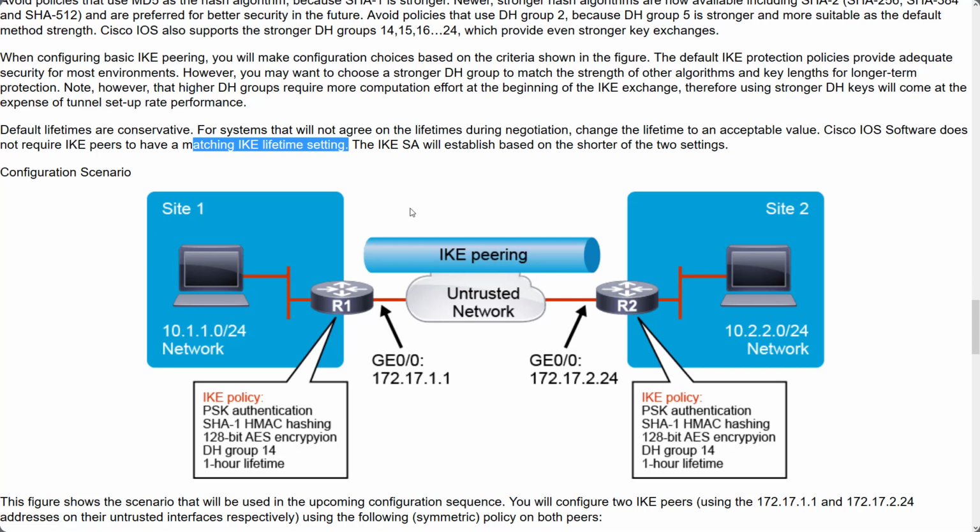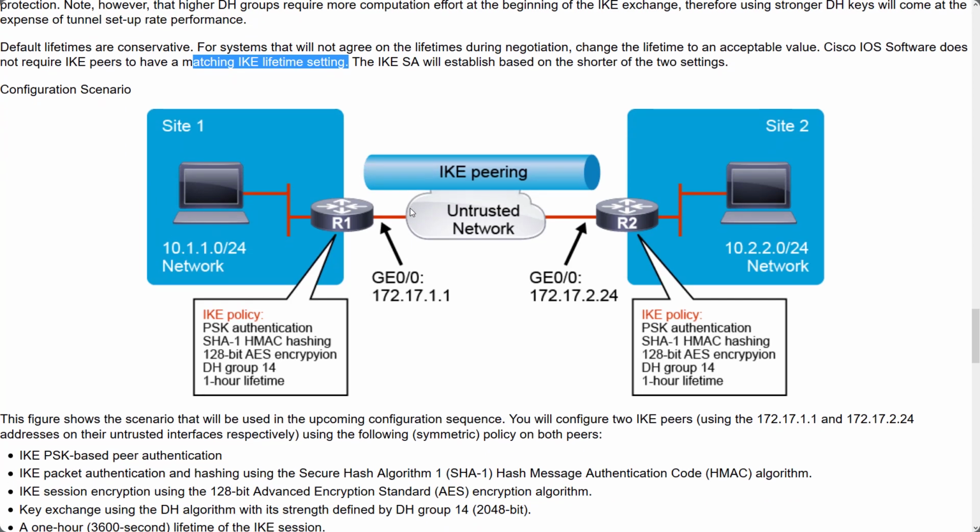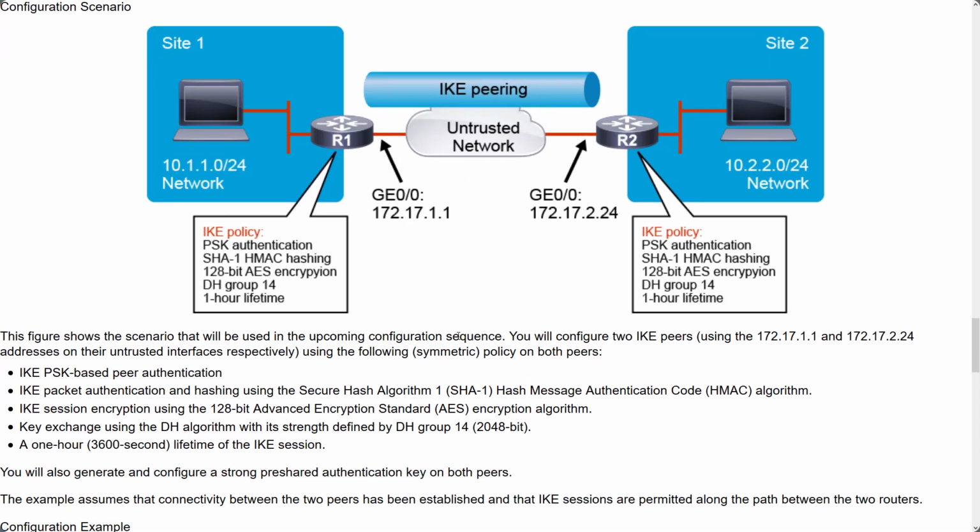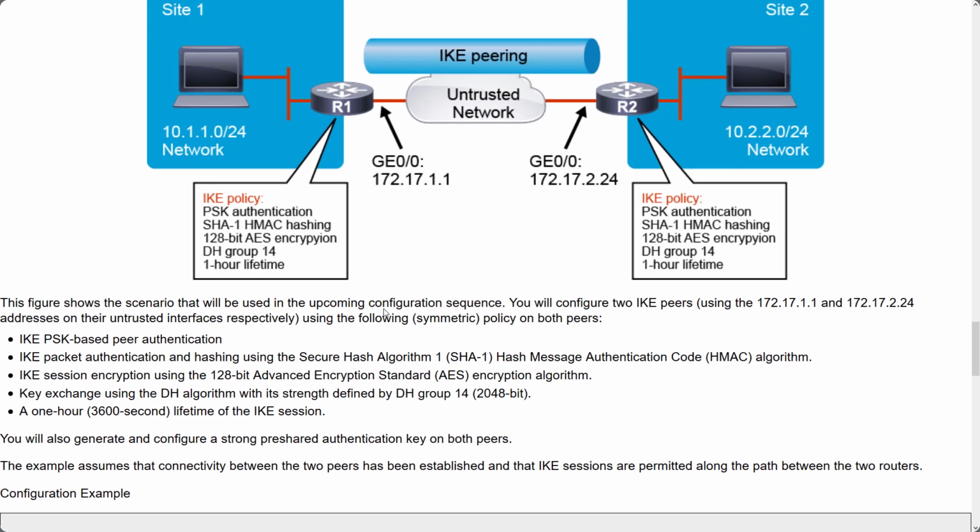So we're going to run through a scenario real quickly. Site 1, this is the private network that's being protected, a passenger protocol, if you will. Site 2, 10.2.2, 10.1.1. These are the public peering addresses that we're going to use, 172.17.1.1 and 172.17.2.24, and that's where the peering is going to take place. Looks like we're going to do pre-shared key authentication. We're going to use SHA-1 HMAC for our hashing algorithm, AES-128 for our encryption, Diffie-Hellman Group 14, which is pretty typical when you're using AES-128, and we're going to specify a 1-hour lifetime, which is pretty short, but that's what we're using in this particular case.